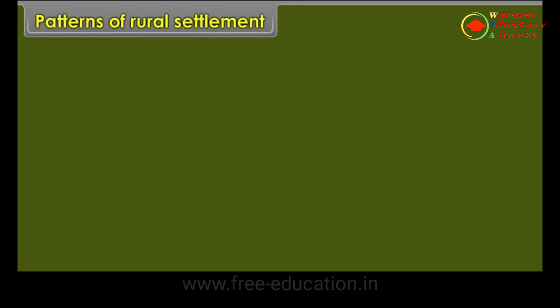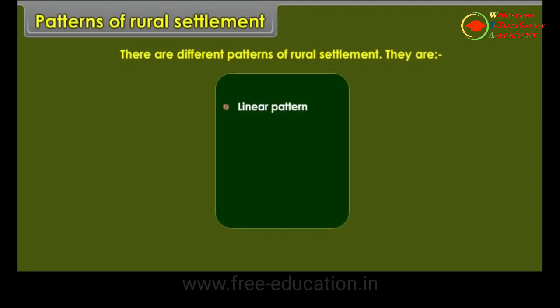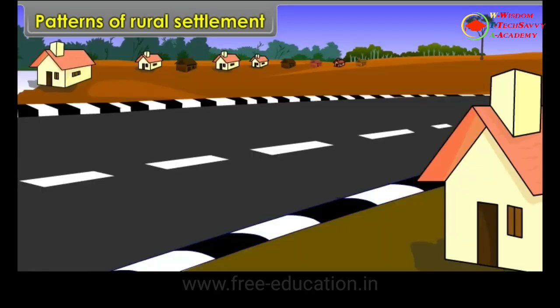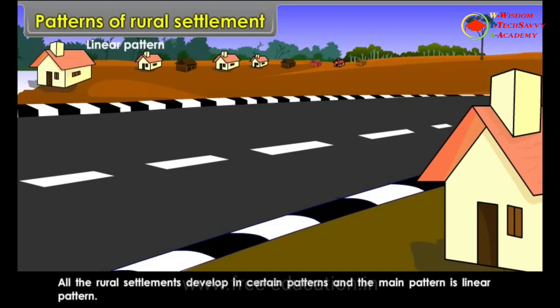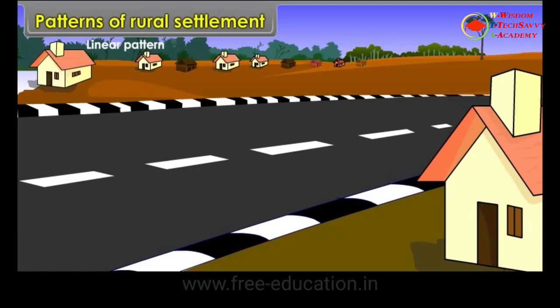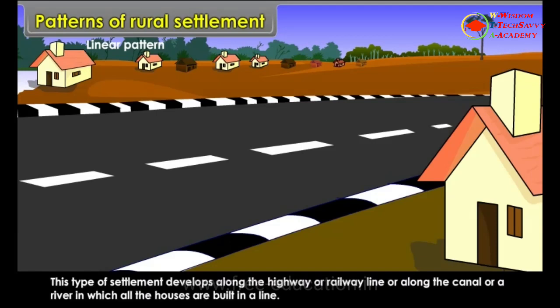Patterns of rural settlement. There are different patterns of rural settlement. They are linear pattern, circular pattern, rectangular pattern, triangular pattern. Linear pattern. All the rural settlements develop in certain patterns, and the main pattern is linear pattern. This type of settlement develops along the highway or railway line or along the canal or a river, in which all the houses are built in a line.